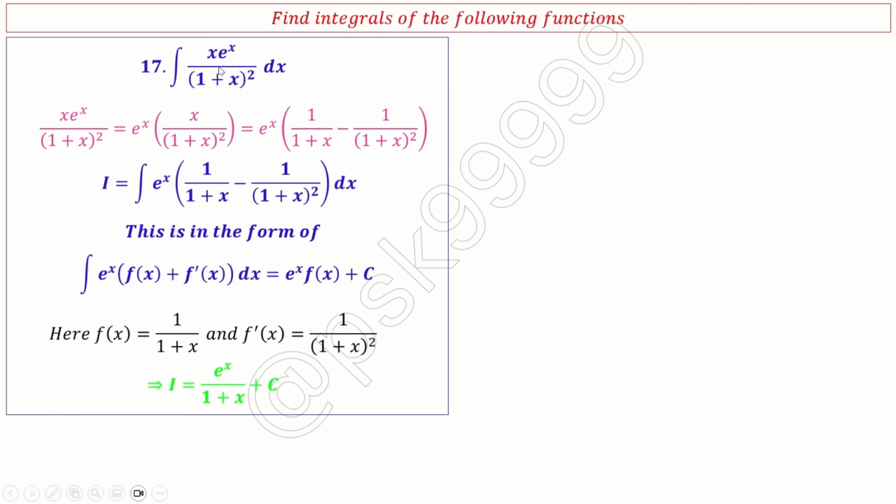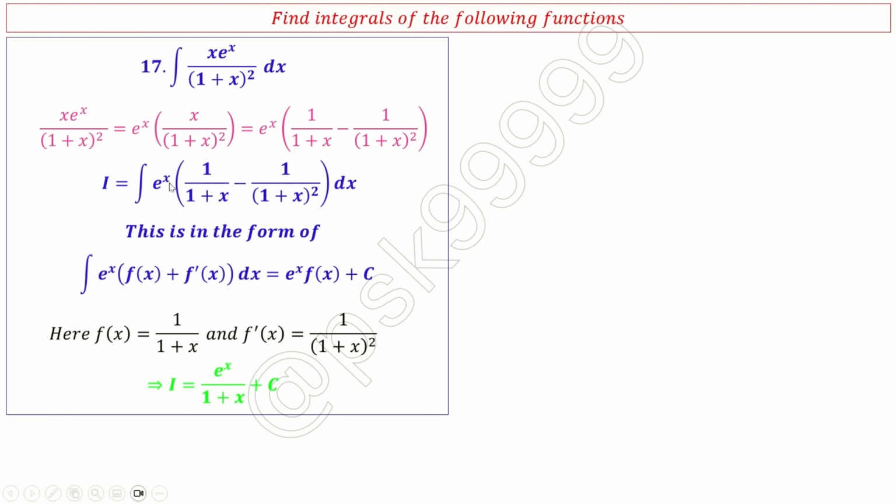Now e to the power of x is there already. If I take 1 by 1 plus x as my f of x, then minus 1 by 1 plus x whole square is my f dash x. So this is in the form of integration of e to the power of x into f of x plus f dash x dx. This is nothing but e to the power of x into f of x plus constant. You may wonder how this comes. If I differentiate e to the power of x into f of x, I get e to the power of x into f dash x plus e to the power of x into f of x, which is exactly this. So this is the exact inverse of differentiation.